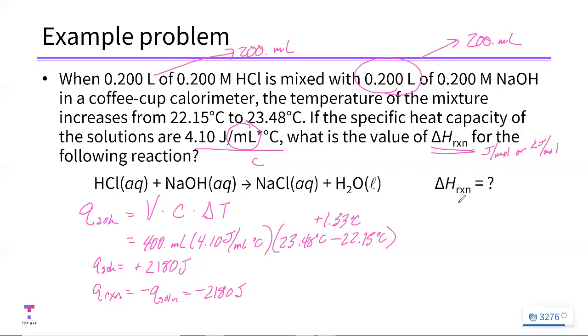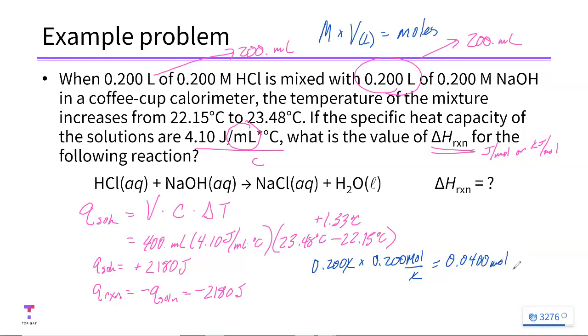Where does the moles part come from? Well, it comes from a concept we saw in the last module. Molarity times the volume in liters will give me moles. So if I take my 0.200 liters times my 0.200 moles per liter, I'm going to get a total of 0.0400 moles. And that would apply to the hydrochloric acid.